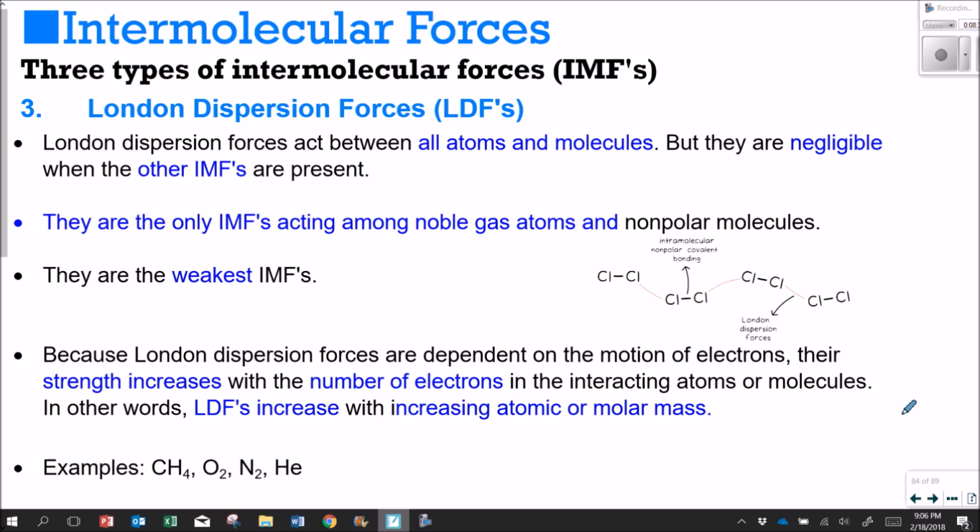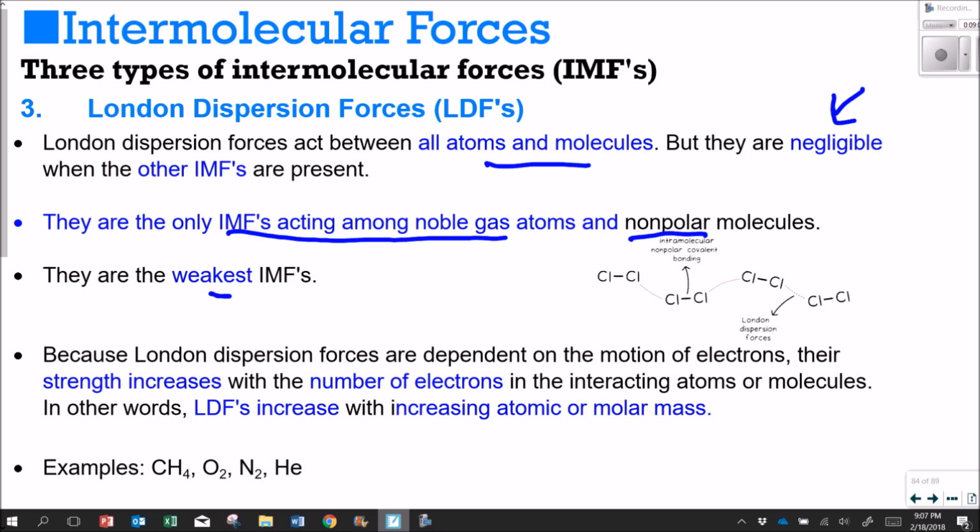They act between all atoms and molecules, but they are negligible when other IMFs are present. So if there is a dipole-dipole or a hydrogen bond between two molecules, the London dispersion forces are negligible and basically do not account for the attraction between the molecules. They are the only IMFs that are acting among noble gas atoms and nonpolar molecules.